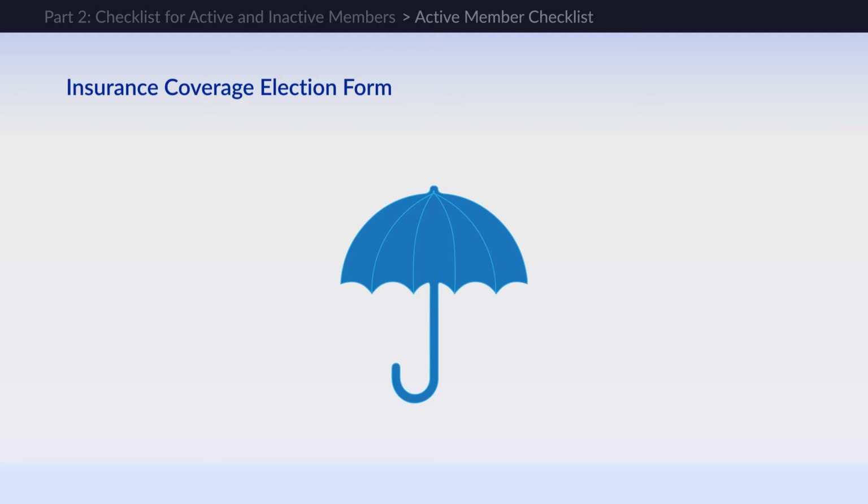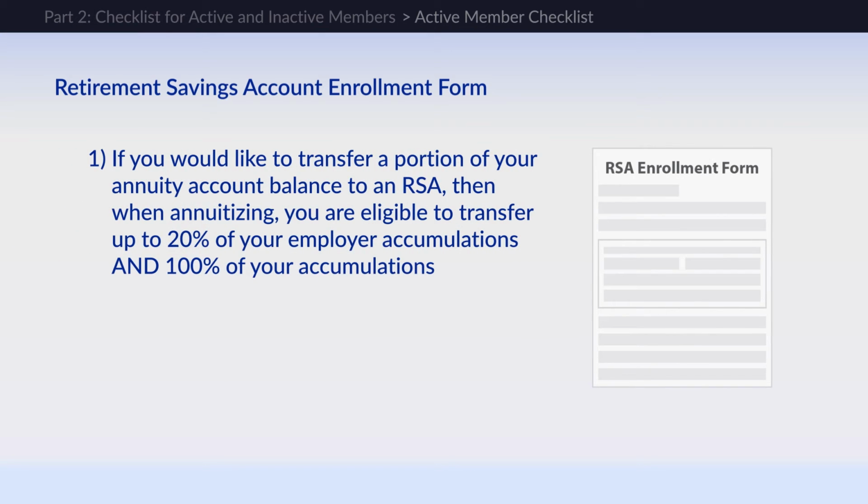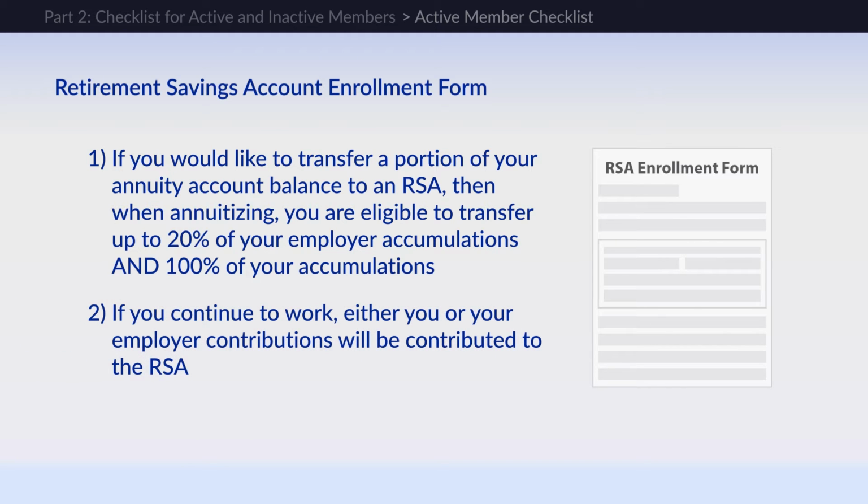The insurance coverage election form. If you wish to continue any of the pension board's health or insurance coverage plans, you may use this form to make those elections. A retirement savings account enrollment form, also known as an RSA, is for you to complete if either of the following applies. 1. If you would like to transfer a portion of your annuity account balance to an RSA, then when annuitizing, you are eligible to transfer up to 20% of your employer accumulations and 100% of your accumulations. And/or 2. If you continue to work, either you or your employer contributions will be contributed to the RSA.